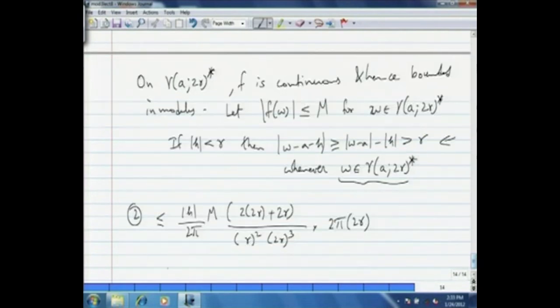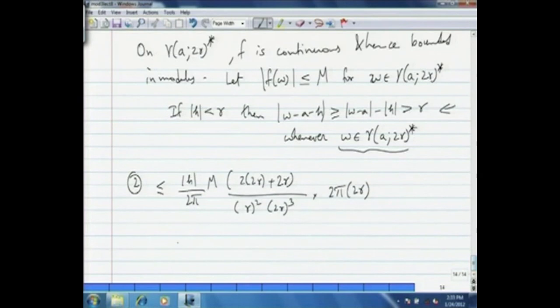So, all in all, this expression, what does it come to? It comes to 4 plus 2, 6r. So, this is modulus of h times, well, the 2 pi's cancel. So, this is 6r times 2r divided by 8 r to the power 5. So, that is what it comes to.